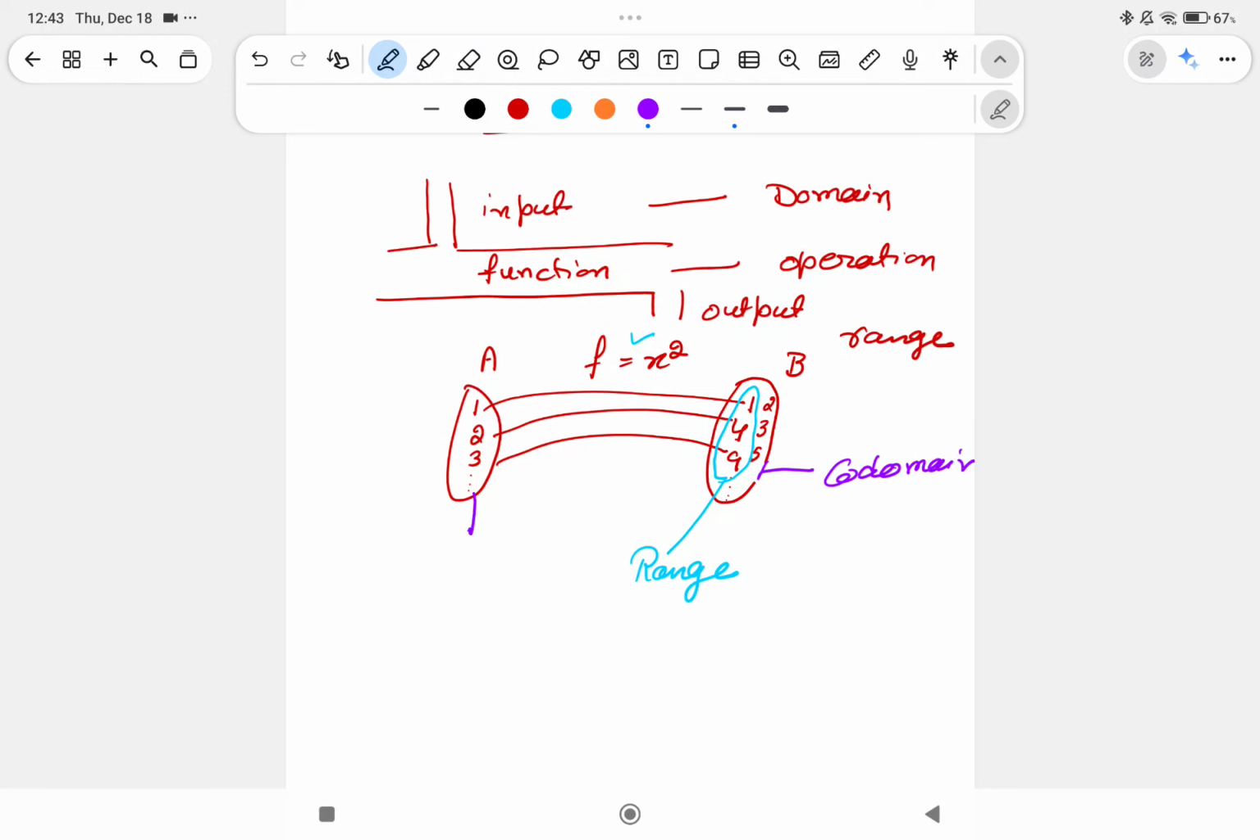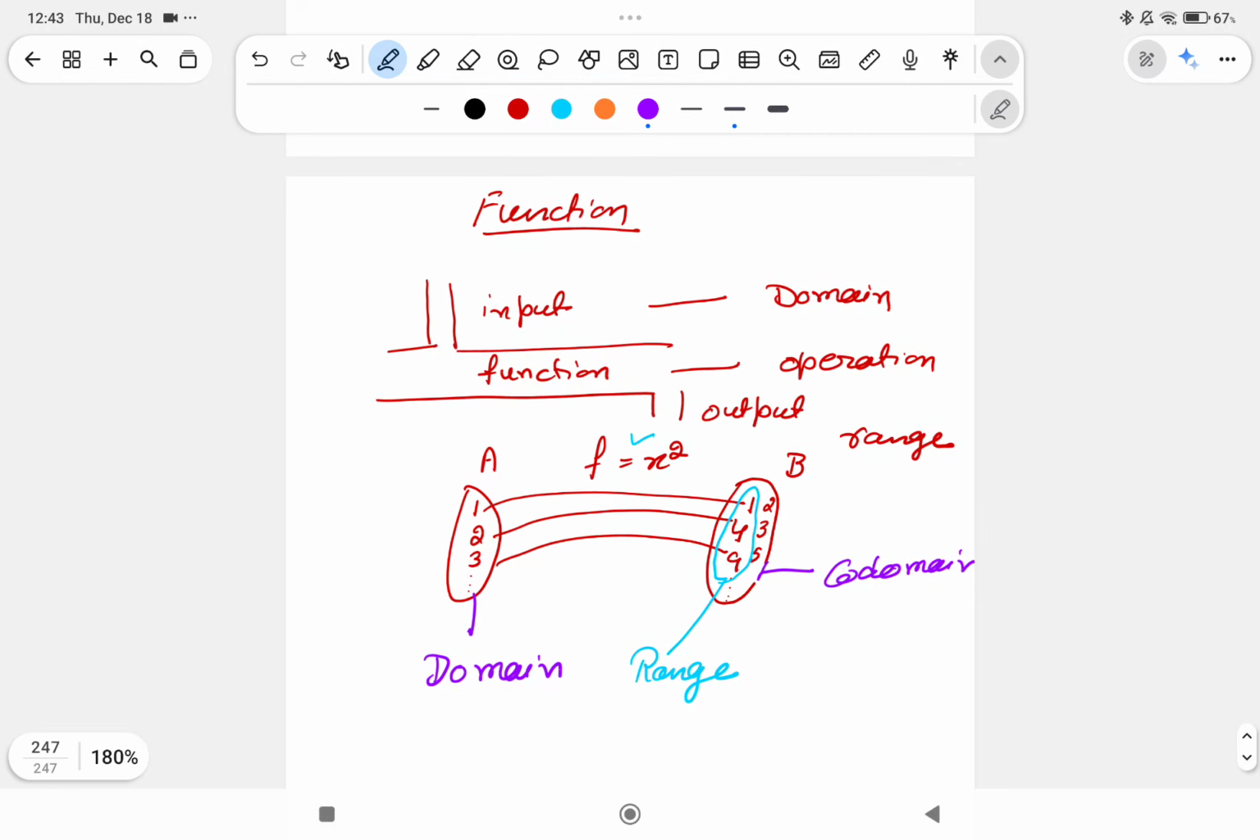And whatever you put in, that is your domain. Understood? This is a very important diagram. You must note down this diagram in your notebooks.